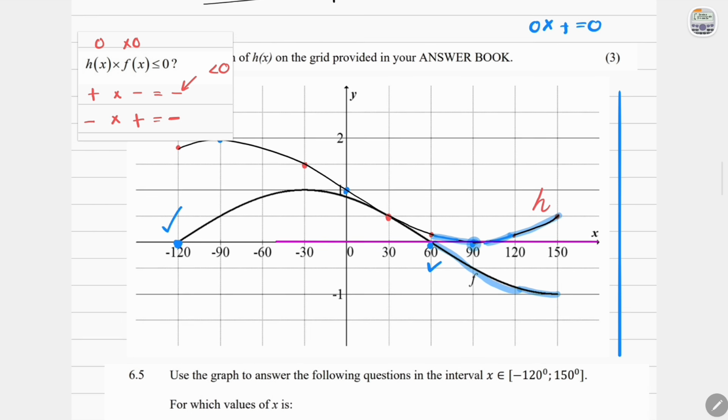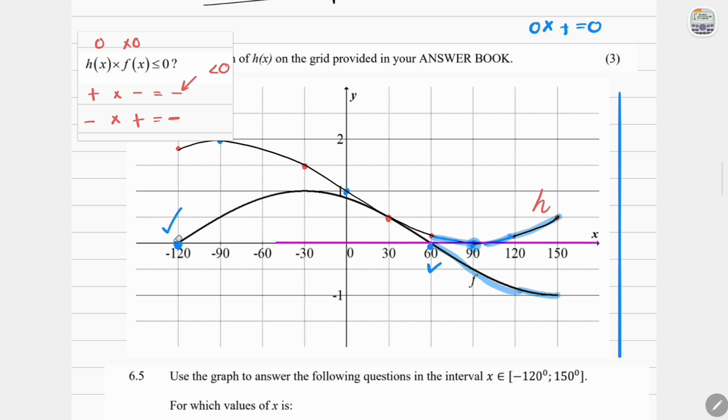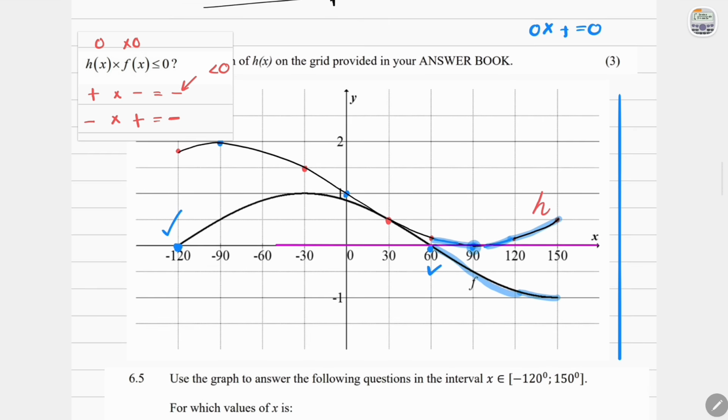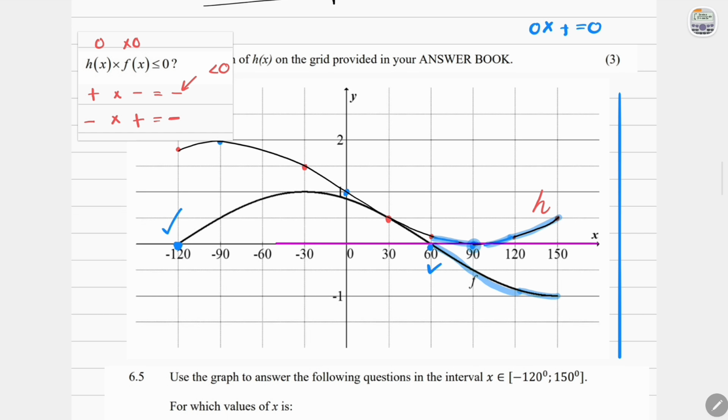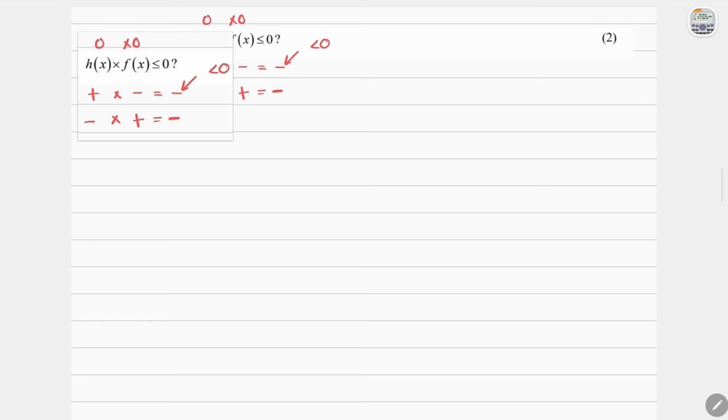So these are the places that this works. It works at negative 120 degrees and from 60 degrees all the way to 150 degrees. And nowhere else. Everywhere else, you see that both graphs are both positive, so that's not going to work. So that would be our answer.